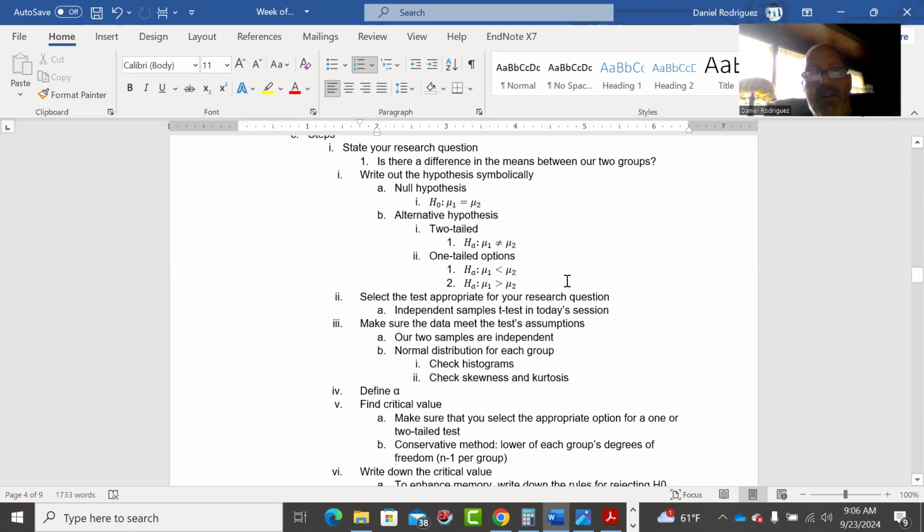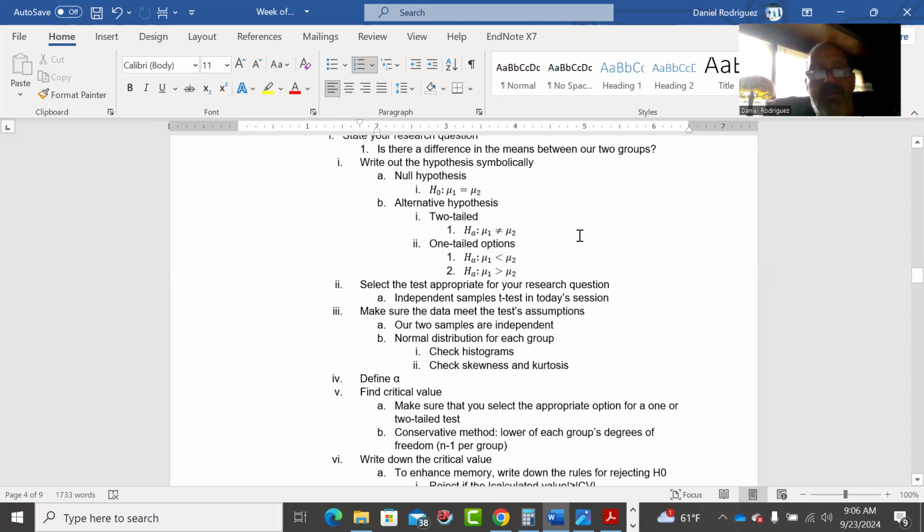Our alternative hypothesis is that, well, we have two-tailed and one-tailed. Either our population means are not equal, that's two-tailed, we're not saying the direction. Or we could do one-tail, like one group is less than the other. Okay, so those are two different alternative options. Notice also here that I use HA instead of H1. So you can do either H1 or HA for alternative hypotheses. Whatever you want, that's fine.